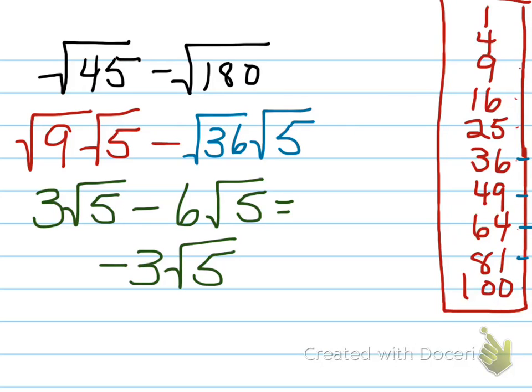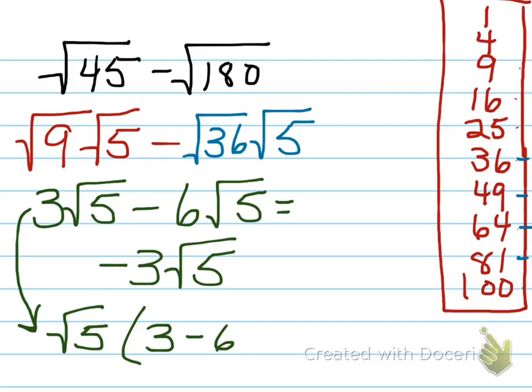But you could also use the reverse of your distributive property. Come down here and factor out a square root of 5. When you do that, you take your square root of 5 to the outside, you have 3 minus 6, and that again gives us negative 3 times that square root of 5, and that's the usual order that we write those in.